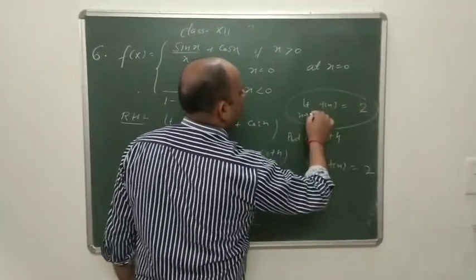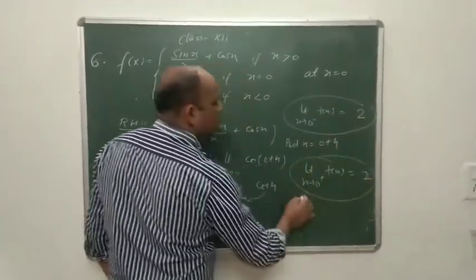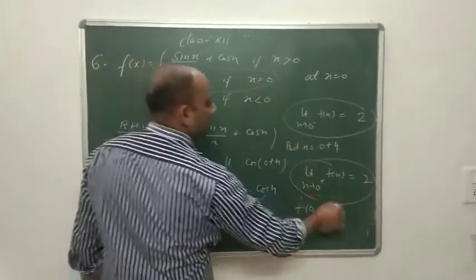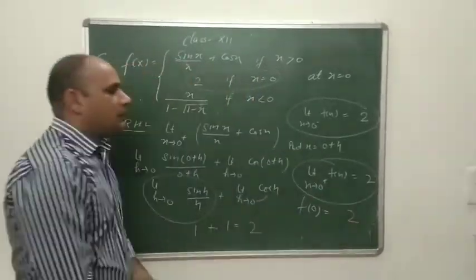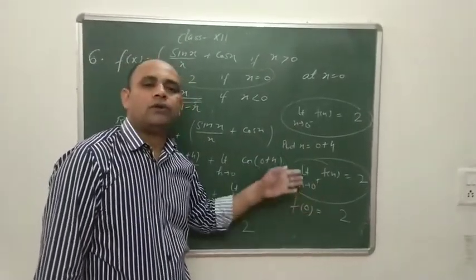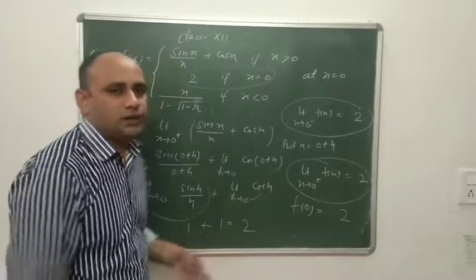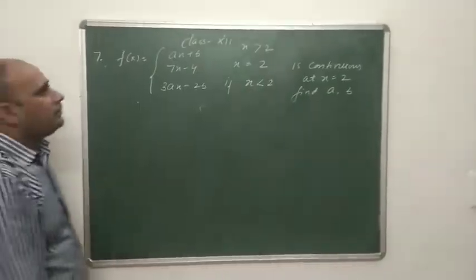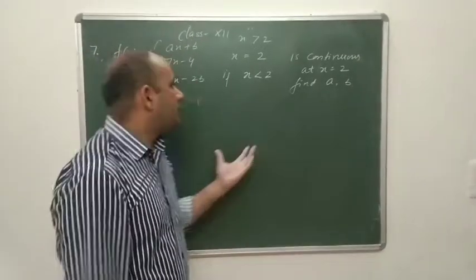Left is also 2. Right is also 2. And f(0) is also 2. Now you will see left hand limit equal to right hand limit equal to f(a). Therefore the function is continuous. Yes, but now next example.